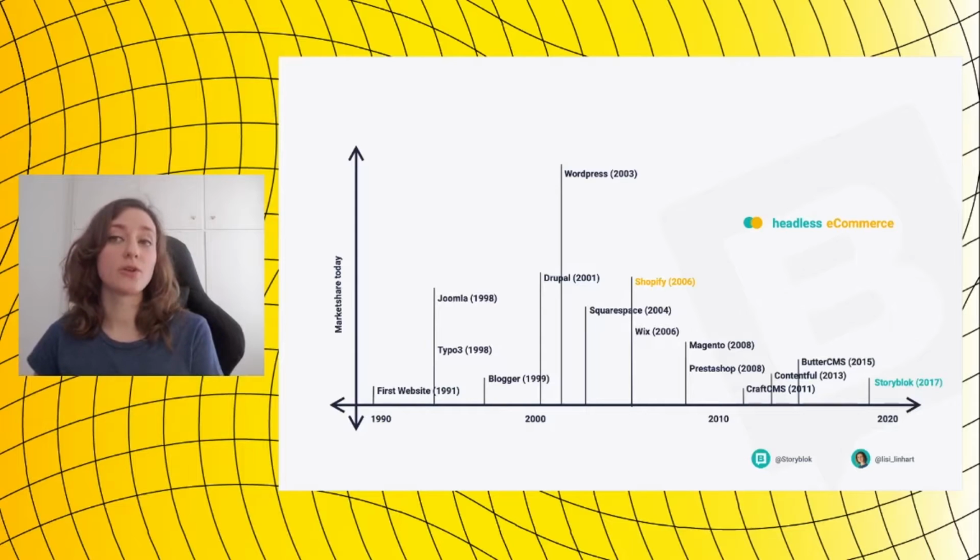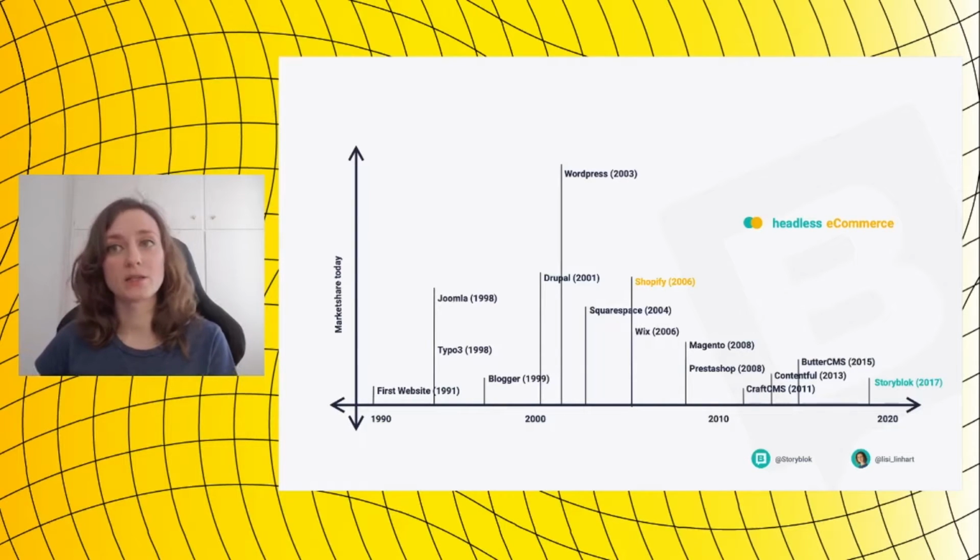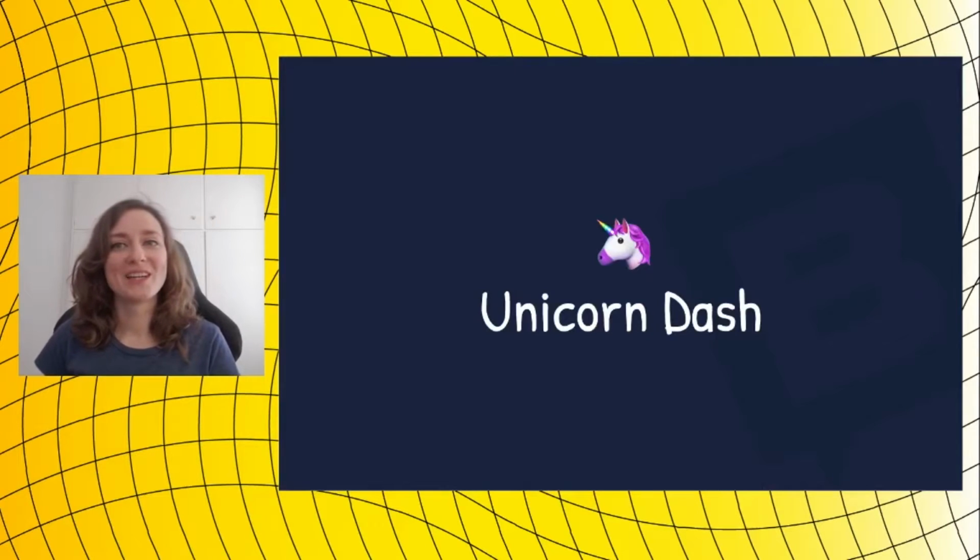And when we talk about headless e-commerce, we mean to combine an e-commerce system like Shopify with a headless content management system like Storyblok. And that's kind of what this talk is about. So in this talk, we want to build an imaginary store called Unicorn Dash. So for this brand, we want to build a store.